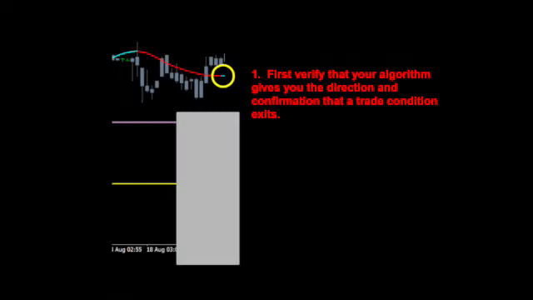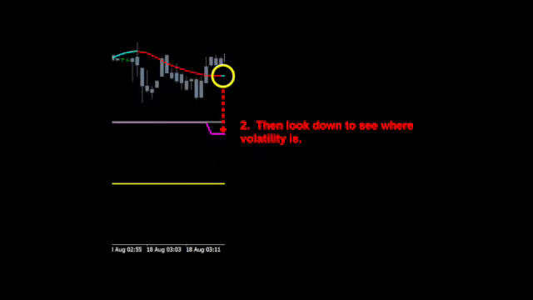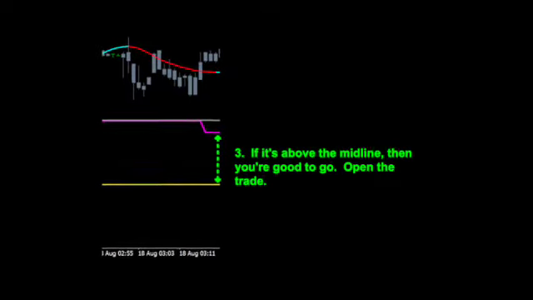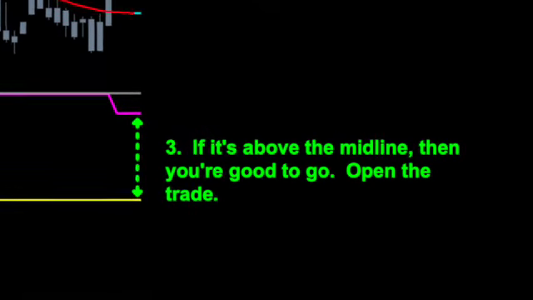Remember, you're going to first verify that your algorithm gives you the direction and confirmation that a trade condition exists. Then look down to see where volatility is. If it's above the midline, then you're good to go. Open the trade, and now we'll get back to the fun stuff.